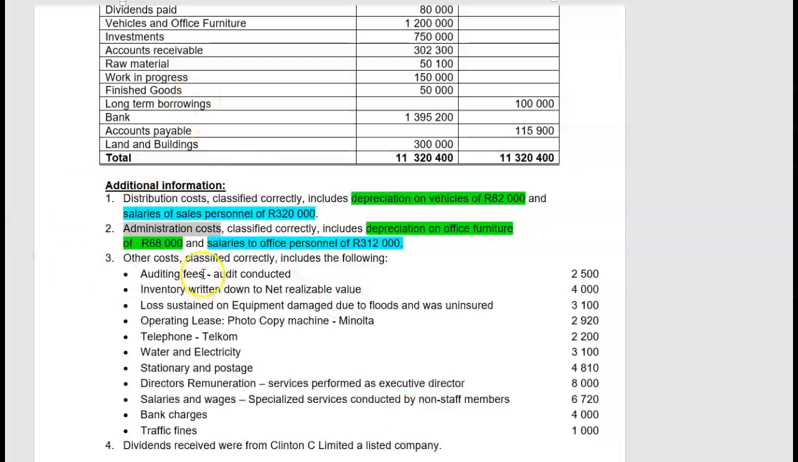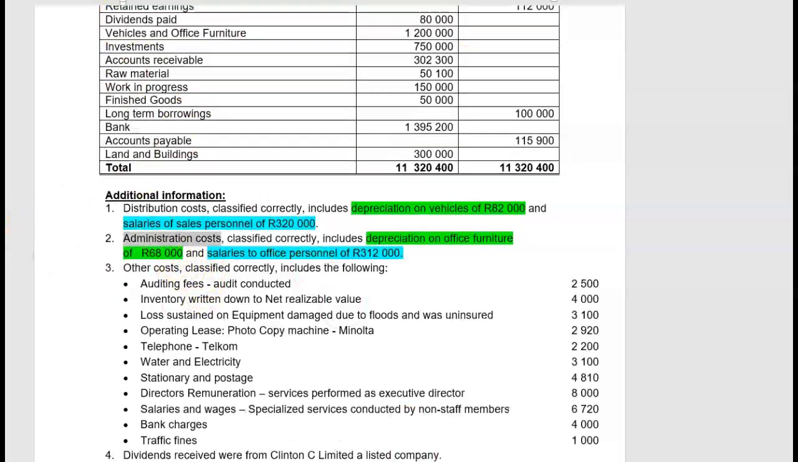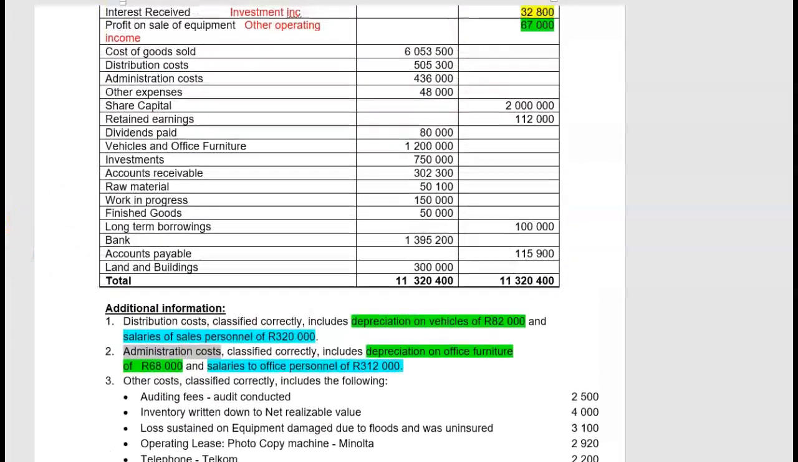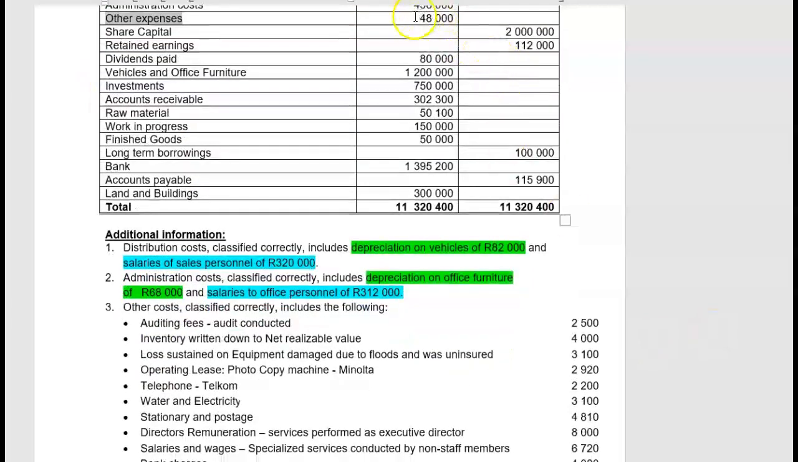Great. Other costs also classified correctly. That was that third line item that we saw there. That one was correct, that one was correct, and that one was correct. And the additional information just gives us more information about what was actually added together to get to the figures that they've shown us in the trial balance. So in the other costs also classified correctly was audit fees for audit conducted.